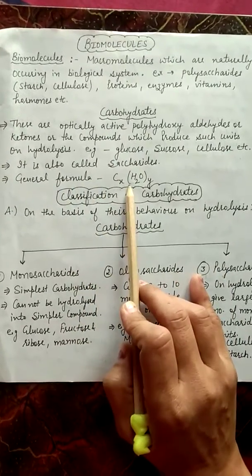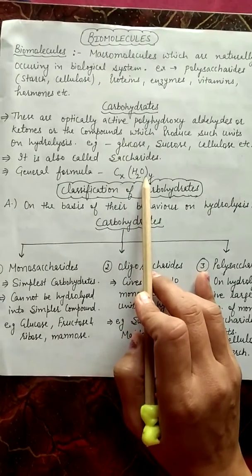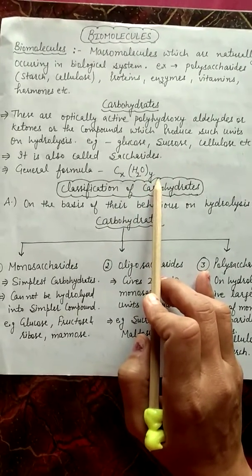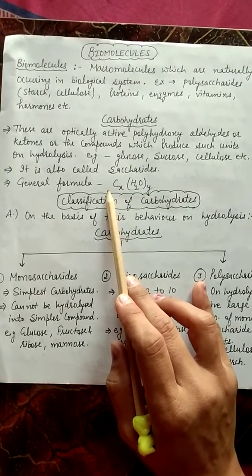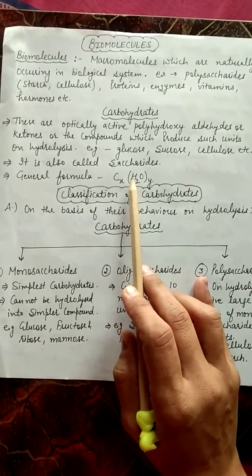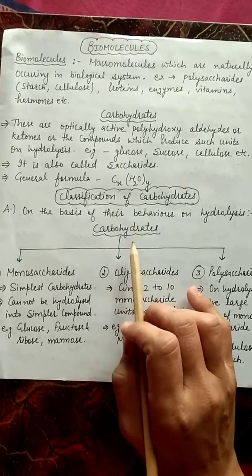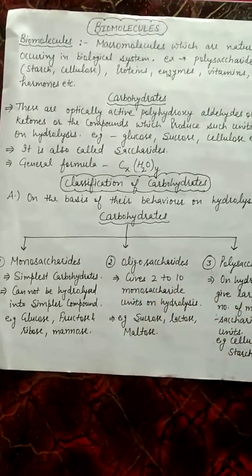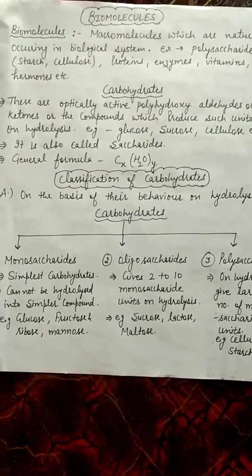The general formula of carbohydrates is Cx(H2O)y. Most of the carbohydrates are made up of hydrates of carbon.